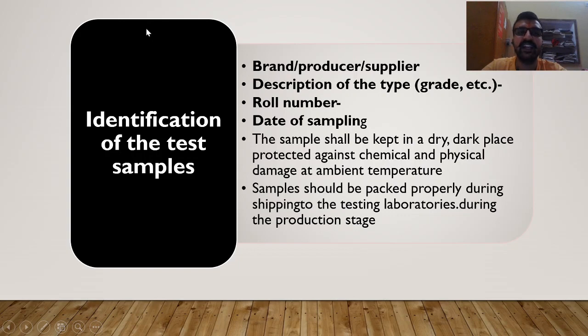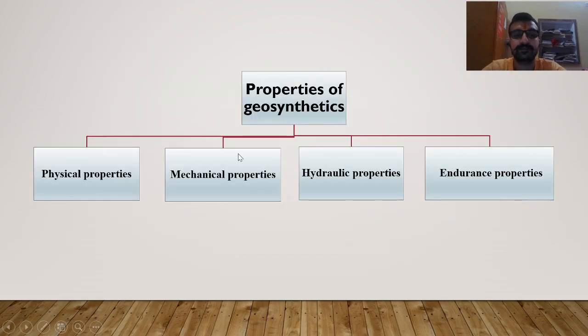Now the next is the identification of the test samples. The grade of the material in terms of either the strength or the thickness, and then the roll number, especially at the manufacturing stage, we need to know the roll number and then the date and time of the sampling. The sample shall be kept in a dry and dark place to prevent physical damage. Samples should be packed properly during shipping to the testing laboratories during the production stages.